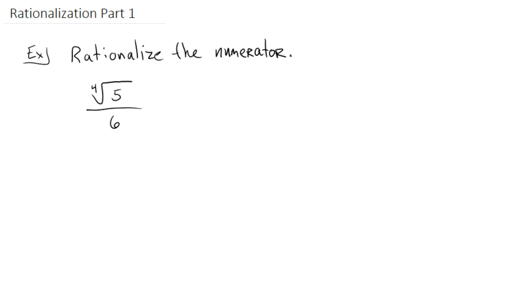Alright, so let's switch gears and talk about rationalizing the numerator. With this example here, I have the fourth root of 5 divided by 6. So we want to get it so that in the numerator we have a radical that will simplify. Well, 5 doesn't break down, so right now we have one 5. In order for a fourth root to simplify, we need 4 of them. That means we need 4 more 5's.